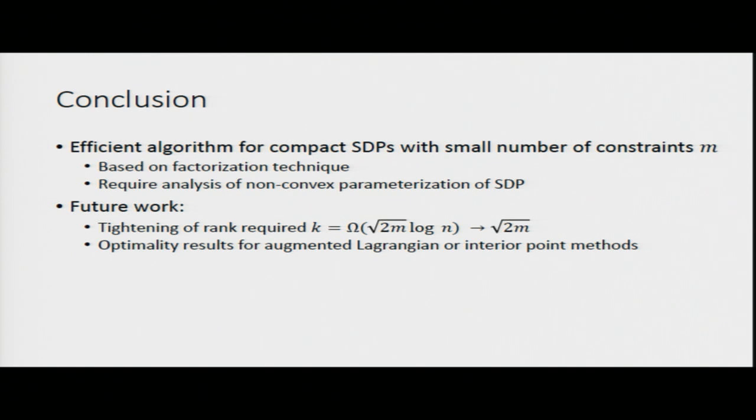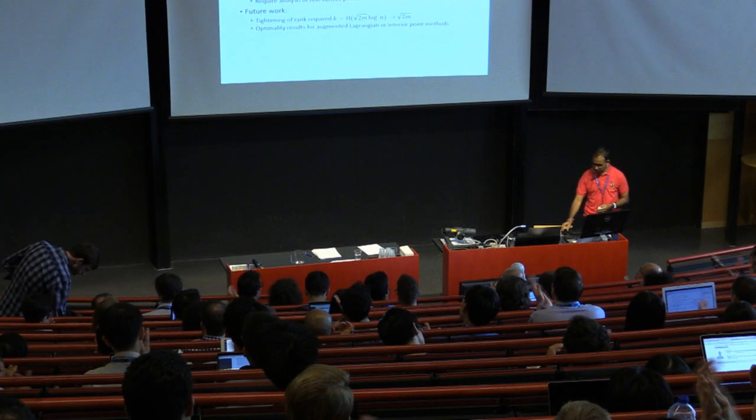For future work, one big direction that we are looking at is how to reduce this dependence on the rank parameter on log n. That is, we want to get it back to the optimal root 2m. Furthermore, we have been looking at the penalty version of this problem, but one can also ask the question, okay, what if you use augmented Lagrangian method to solve the problem? Then how does this entire machinery work? And solving that question will be very interesting. That's all I have.